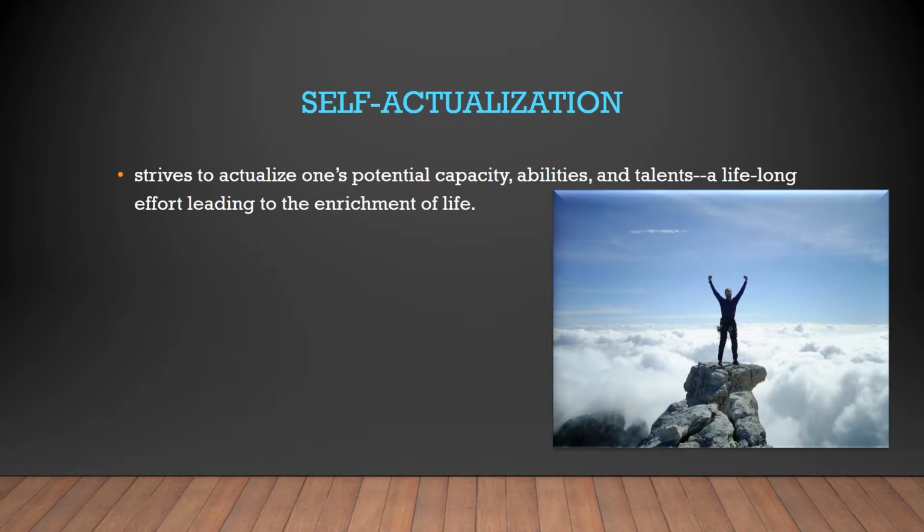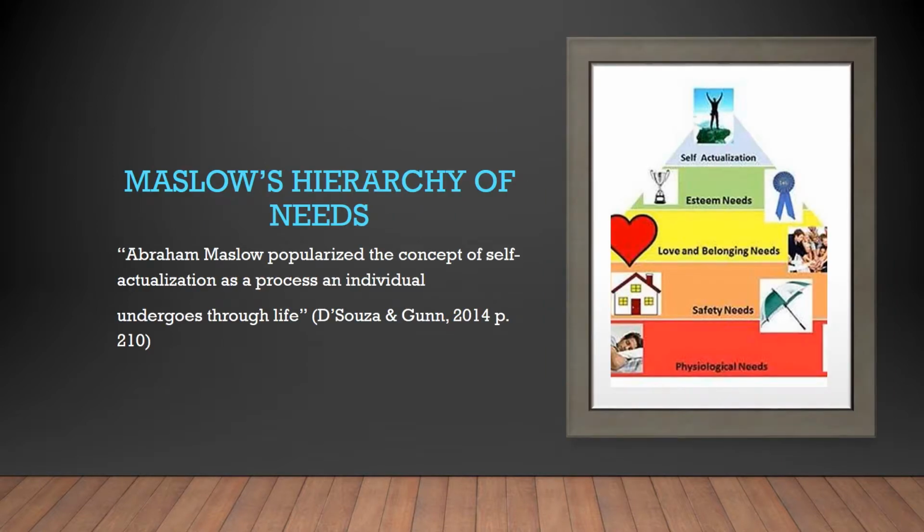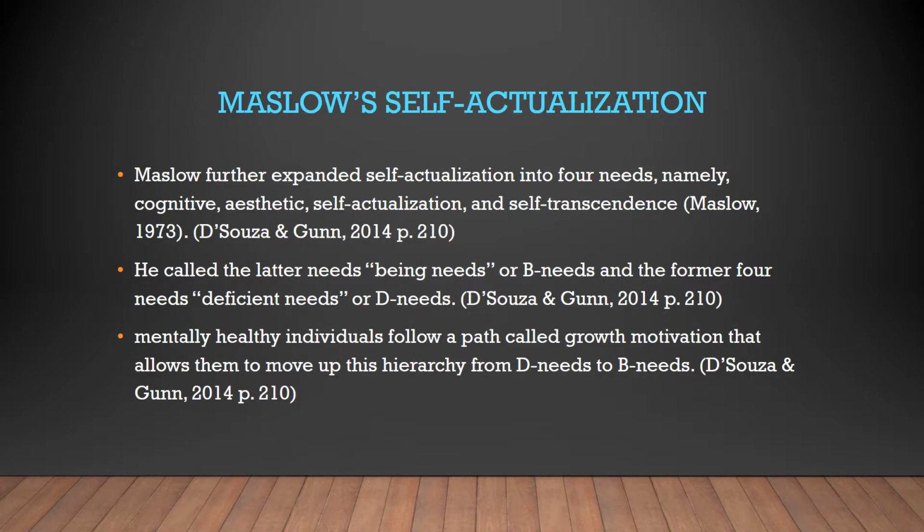Self-actualization strives to actualize one's potential capacity, abilities, and talents, a lifelong effort leading to the enrichment of life. Maslow's hierarchy of needs. Abraham Maslow popularized the concept of self-actualization as a process an individual undergoes through life. Maslow further expanded self-actualization into four needs: cognitive, aesthetic, self-actualization, and self-transcendence. He called the latter needs being needs or B needs, and the former four needs deficient needs or D needs.